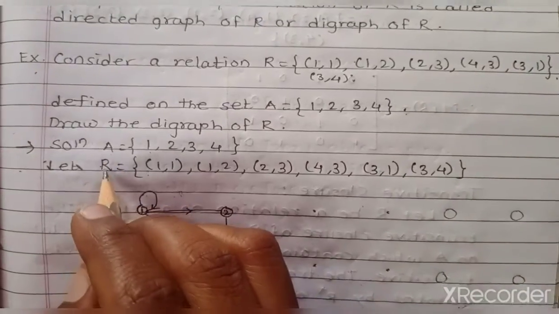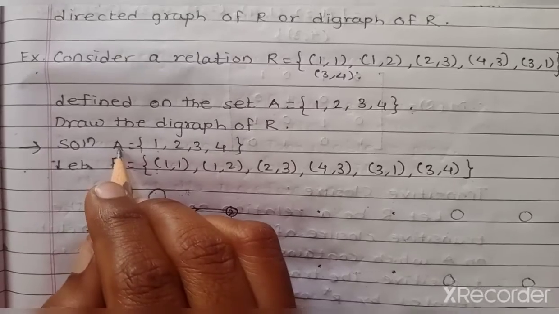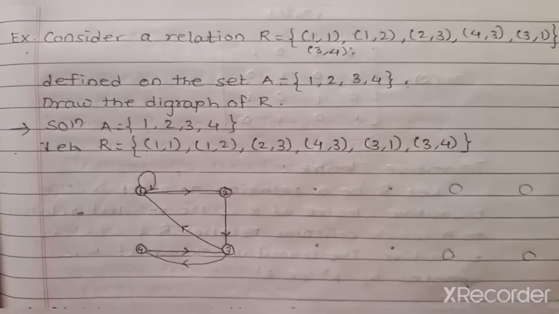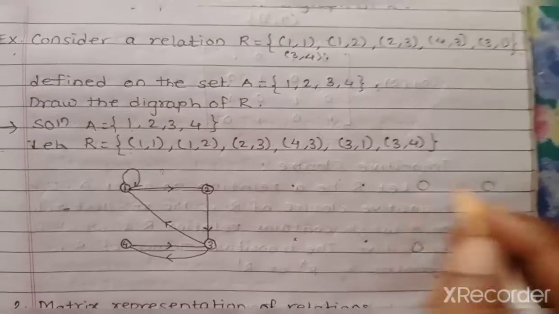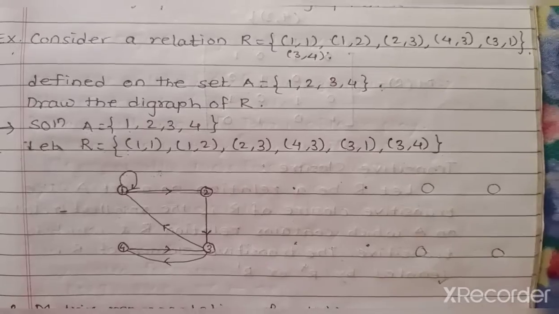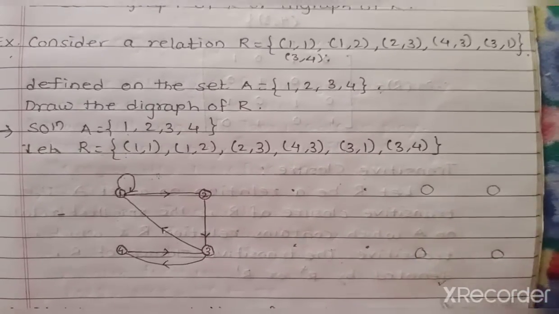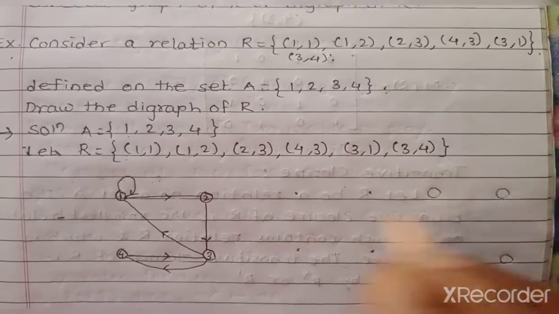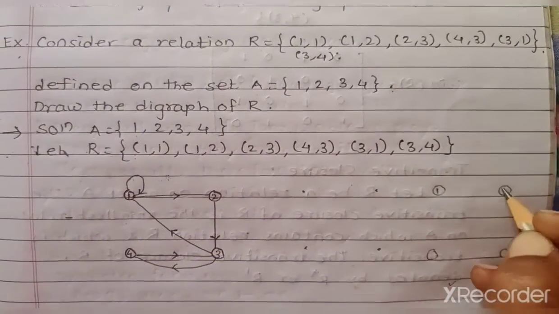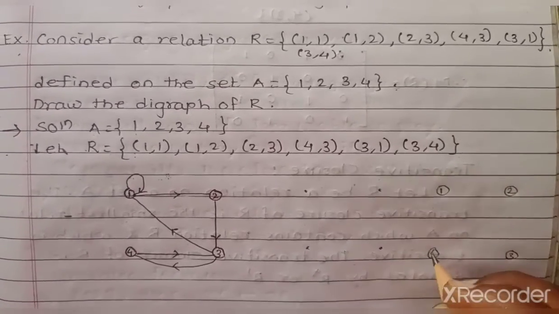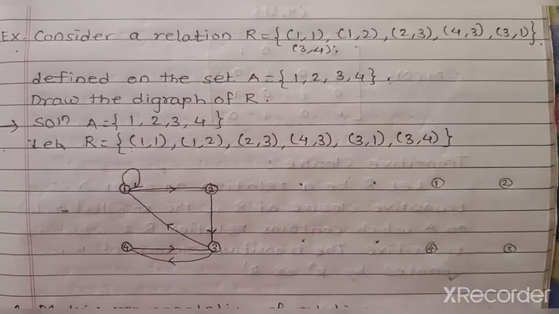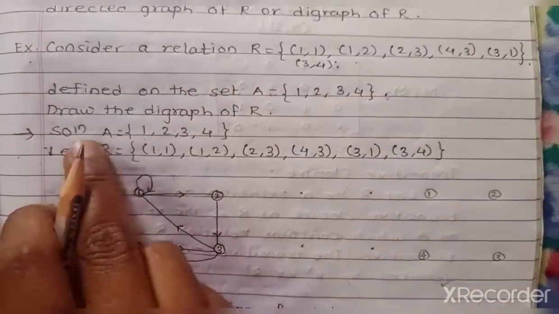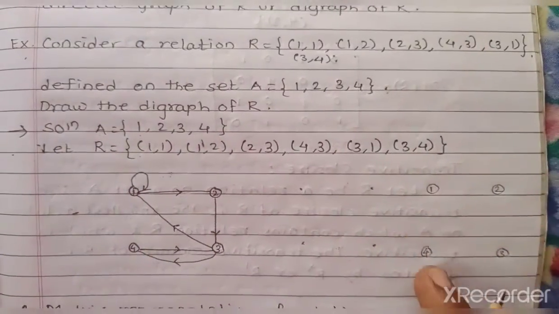The relation R is defined on set A, and set A contains these four elements, so we consider four circles. They need not be plotted in this particular way; we can plot the four circles anywhere, in any position. Now we indicate the numbers: 1, then 2, 3, 4. There is no required sequence for the circles or the numbers, but what is necessary is that A contains these four numbers.